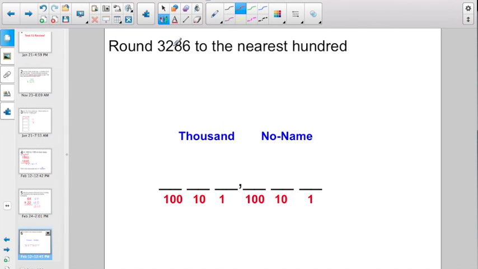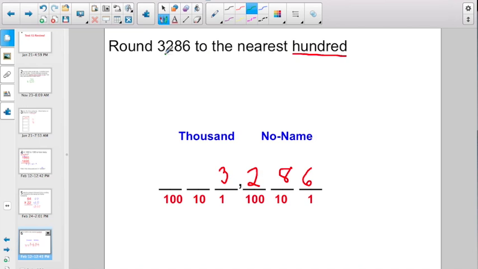Round 3,286 to the nearest hundred. Now, a lot of people are going to trip on this if they're not paying attention, and they're going to try to round it to 3,000. But that's not what they're asking right now. They're saying to round 3,286 to the nearest hundred spot. Which digit is in the hundreds? That's the 2 right there, right?